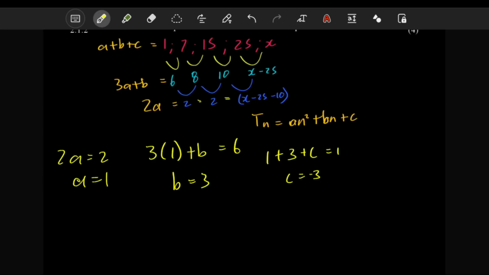So I was like, what is it doing? What is this dude doing? Anyways, if you throw everything into your formula, therefore Tn is equal to n squared, because a is a 1, plus 3n minus 3.